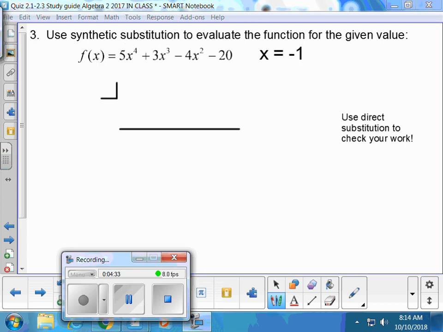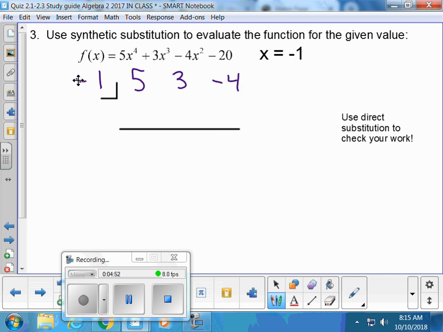Alrighty, number 3. It's a -1 we're putting in our little box. Now this one's a little tricky. It does require a 0 in our setup. 5 is the leading coefficient for the x to the 4th term. 3 is the leading coefficient of the x to the 3rd term. -4 is the coefficient of the x squared term.